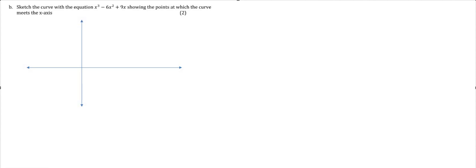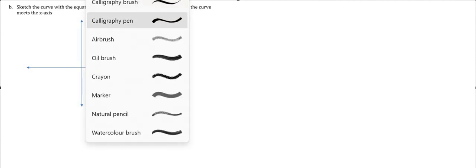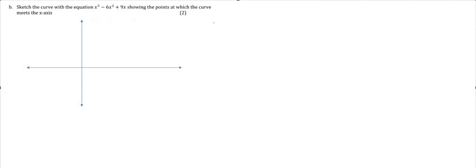Okay, here's a graphs question. We're asked to sketch the curve of x cubed minus 6x squared plus 9x. The first thing we can see is that it's a positive cubic, so we know it's going to be shaped like that because it's positive x cubed. To work out how to draw this, we need to know what the roots are, so the best thing to do is to factorize it.